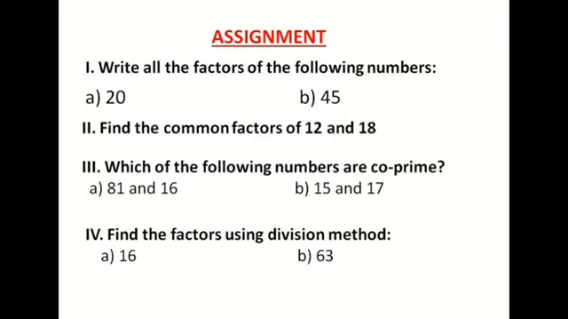Look at the assignment. First main, write all the factors of the following numbers. A, 20. B, 45. Second main, find the common factors of 12 and 18. Third main, which of the following numbers are co-prime? A, 81 and 16. B, 15 and 17. Fourth main, find the factors using division method, 16 and 63. All these types of sums we have done today. So I know you all can do it.